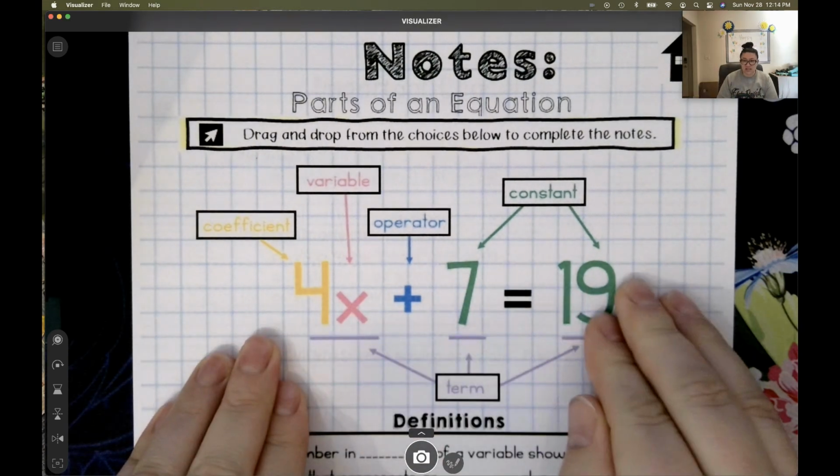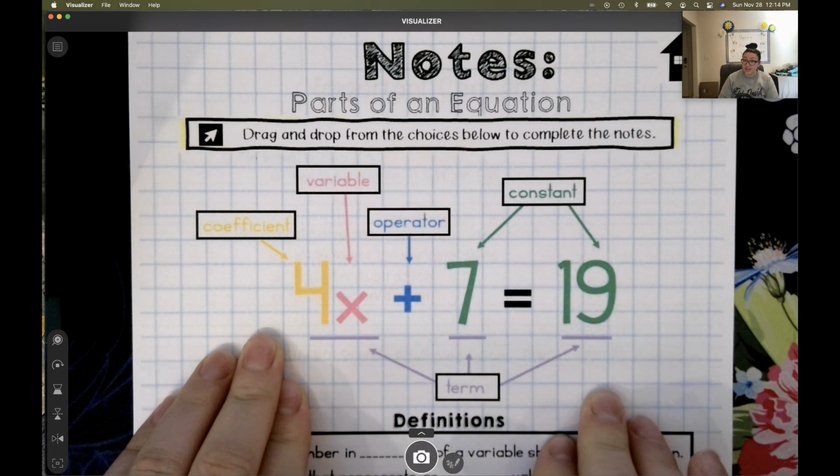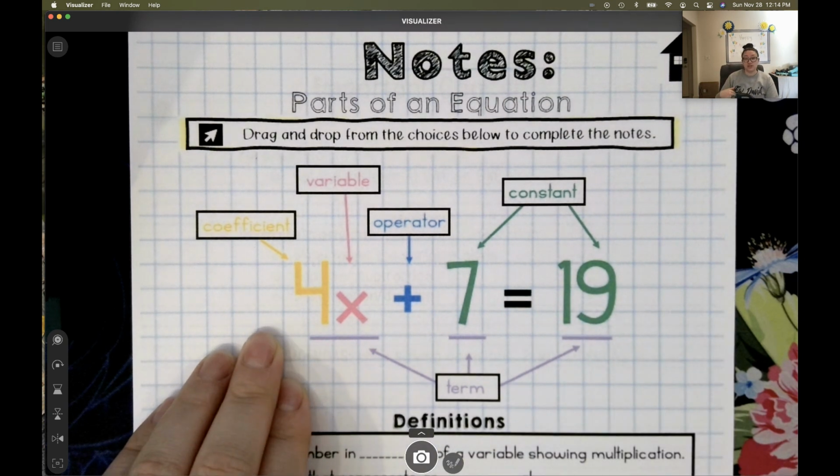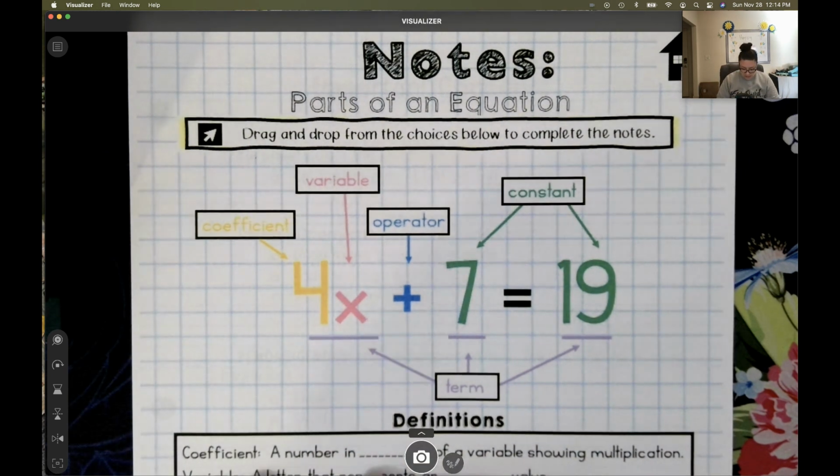Hopefully, these parts of an equation look very familiar to you. Hopefully, these parts of an equation remind you of the expression. We have a lot of words that are the same.